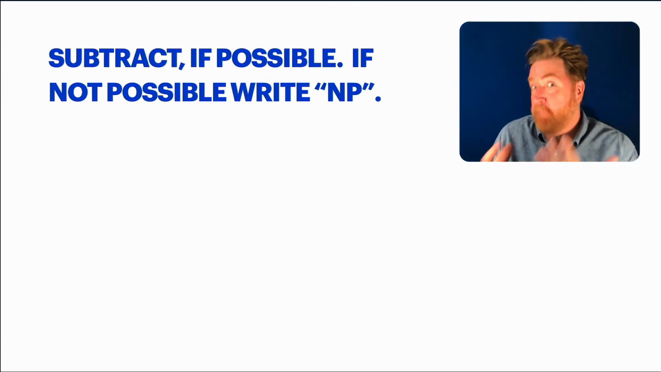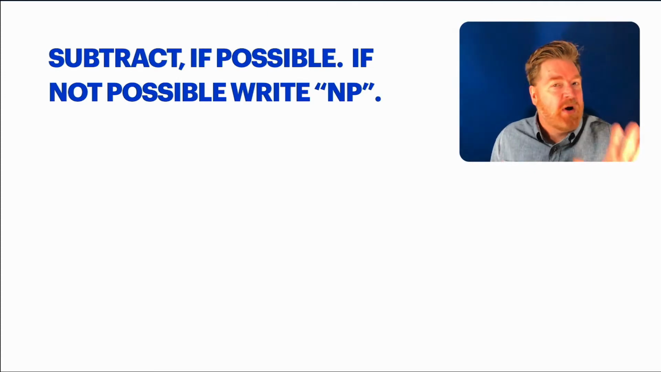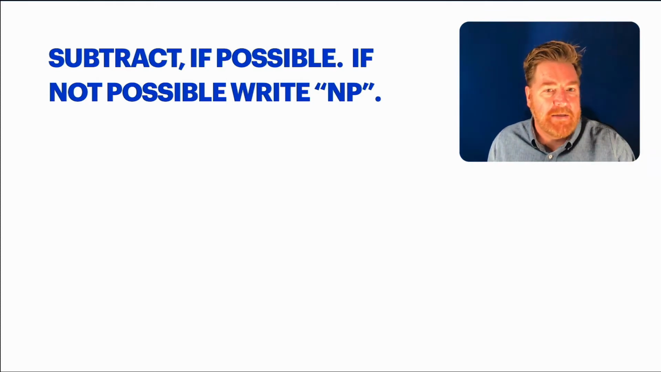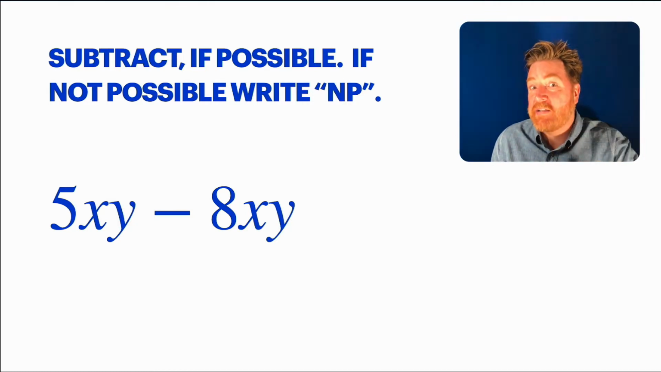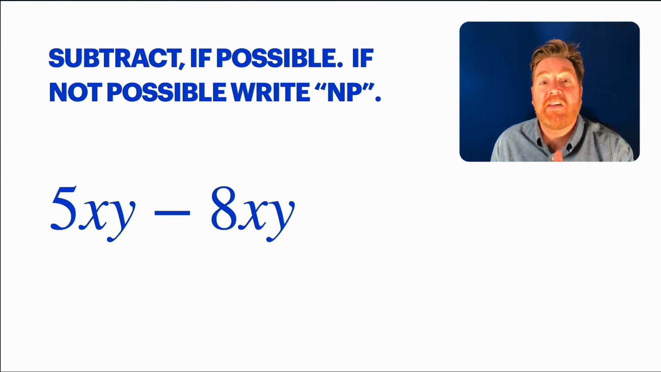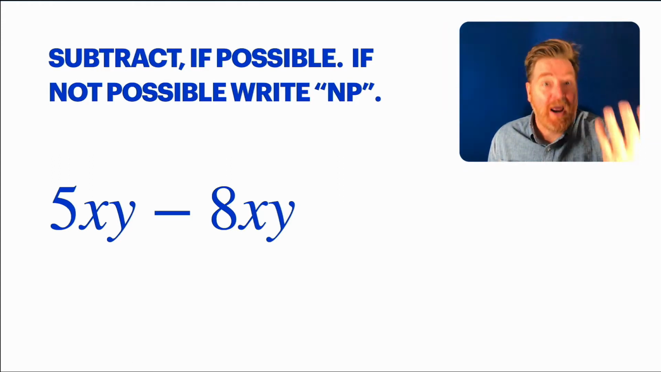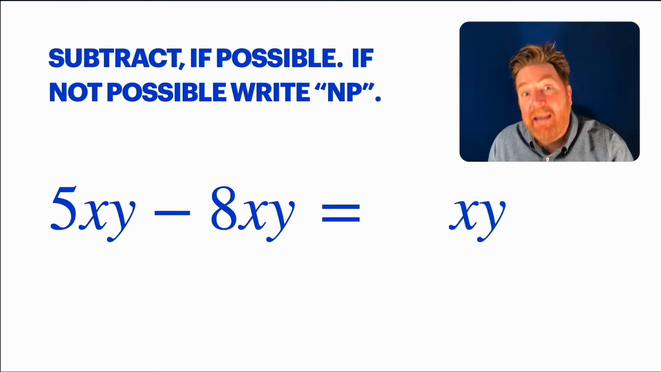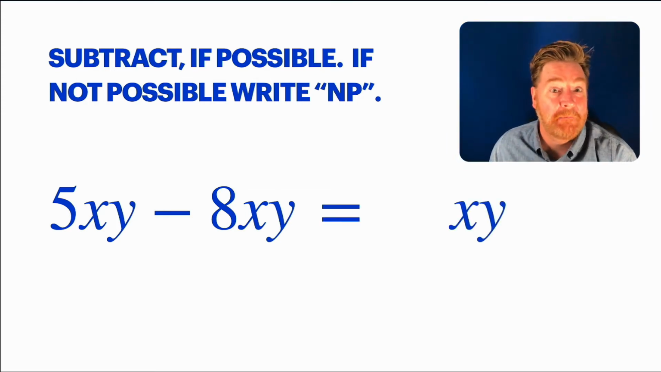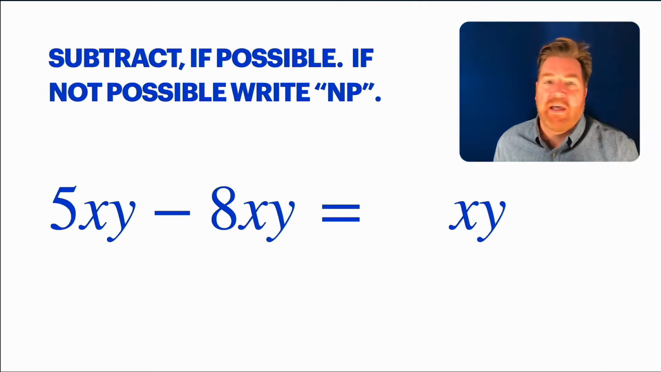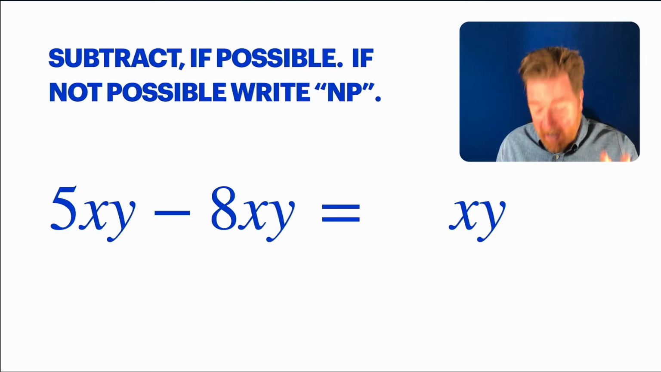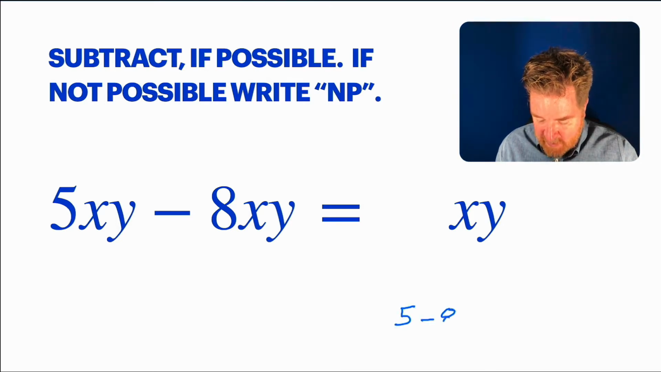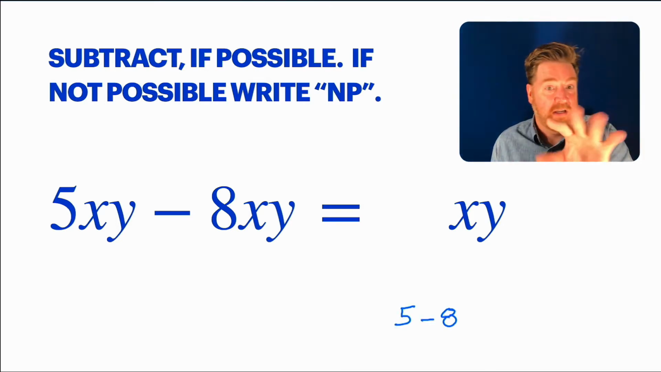Let's subtract, if possible, and if not, we'll just write NP for not possible, just like in our last lesson: 5xy minus 8xy. First things first, can we subtract xy's and xy's? Yes, they are the same things. And when you subtract xy's and xy's, you better get xy's. You get the same things back. How many? Well, that's the easy part for us. Just come off to the side, and we see that we have 5 minus 8 of them, just looking at the terms there.